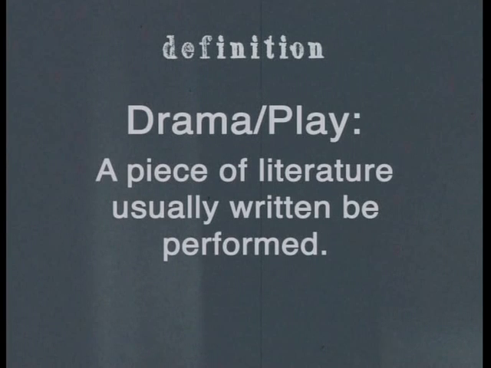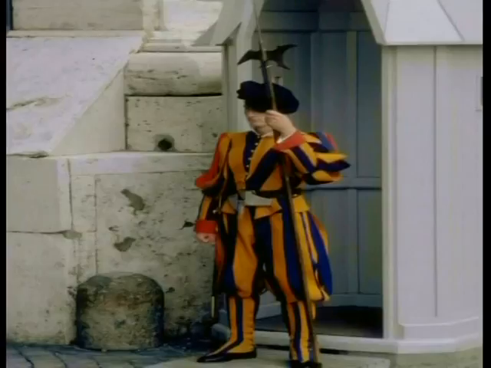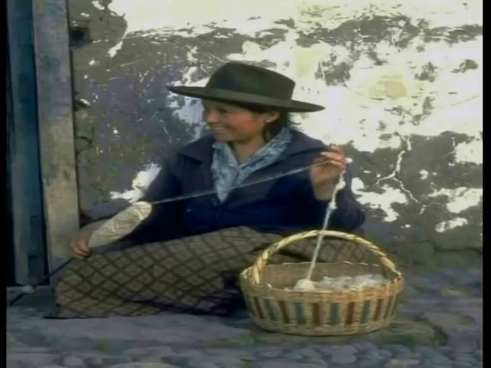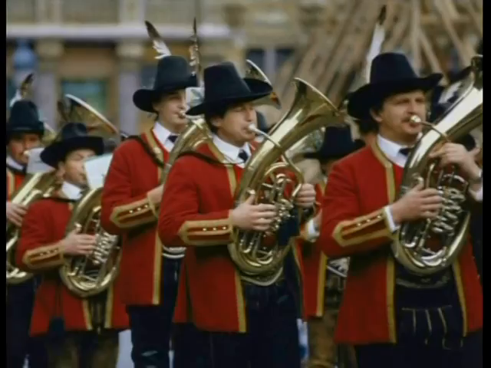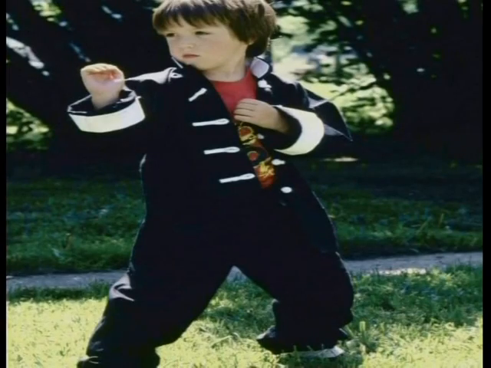Drama, or a play, is a piece of literature usually written to be performed. To perform a play, you need actors, an audience, and a place to perform. What you don't need is a stage or a theatre building. Theatre can be performed anywhere, on stage, outside, in a garage, in a home, in a factory, on the street, in an arena, in a field, in a classroom, and even in your own backyard. And you don't need elaborate sets or costumes to put on a play.